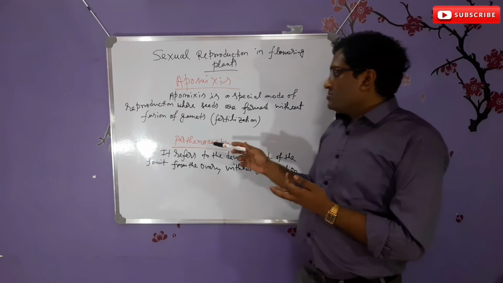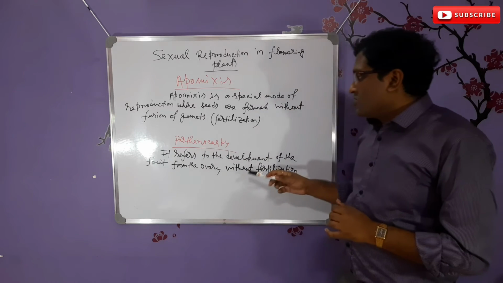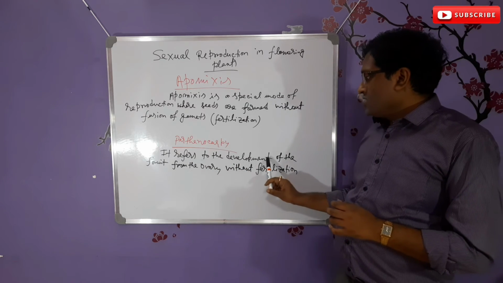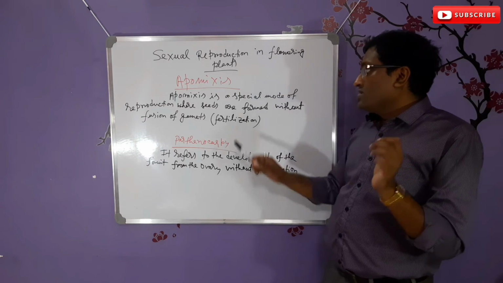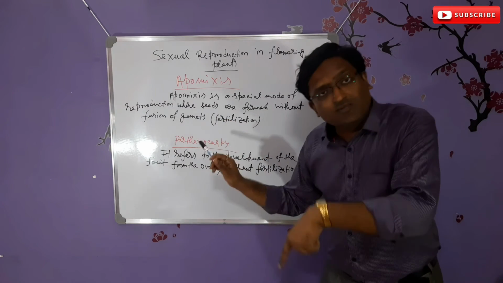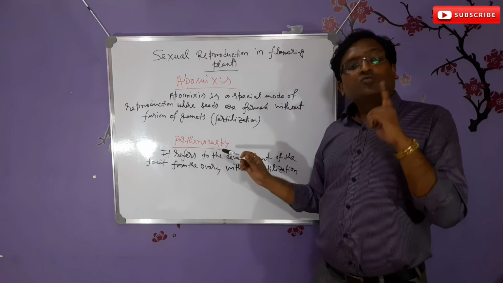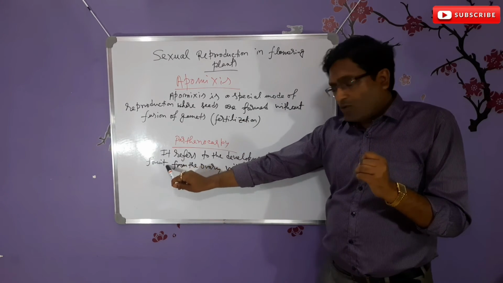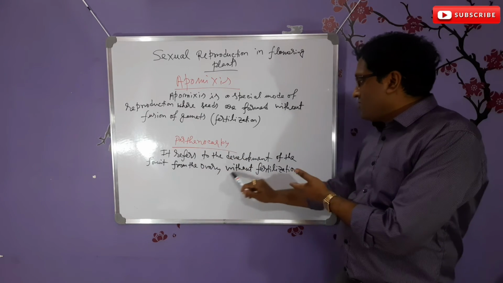Similar type of another reproduction process is parthenocarpy, not the same as apomixis but similar. You can see the definition: it refers to the development of the fruit from the ovary. It is the development of the fruit without the formation of seeds. Look, the difference is that in case of apomixis, seeds are produced without fertilization. But in case of parthenocarpy, fruits are produced without fertilization. You should notice this point. Here seeds are the point, here the fruit is the point. So it is also without fertilization. It is the formation of the fruit from the ovary without fertilization.